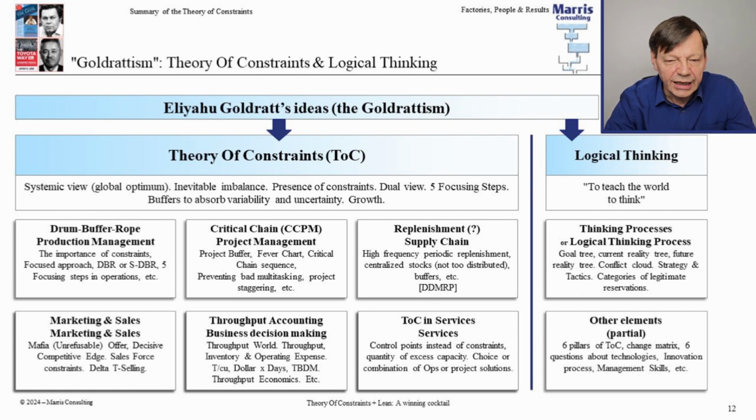implemented. Okay, and there's some other stuff that needs to be mentioned. Marketing and sales. What happens if your constraint is in your marketing or in your market or in your sales function? Throughput accounting, as it's called, although it's not an accounting system, is how you take decisions based on financial numbers, on dollars and stuff, right?